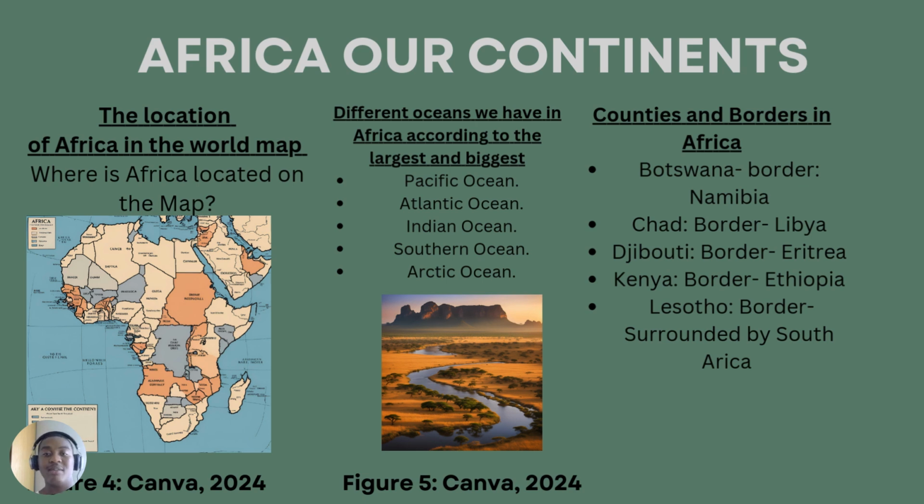Then we have countries and borders in Africa. We have a country called Botswana, and its border is located in Namibia. We have a country named Chad, and the border is found in Libya. We have a country named Djibouti, and the border is located in Eritrea. We have Kenya as a country, and the border is located in Ethiopia. And we also have Lesotho, and the border is surrounded by South Africa.